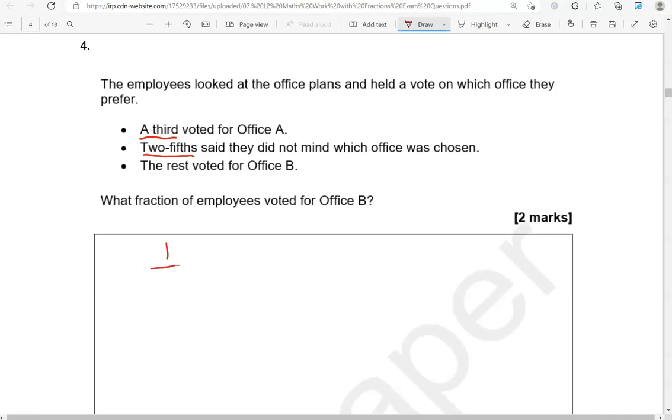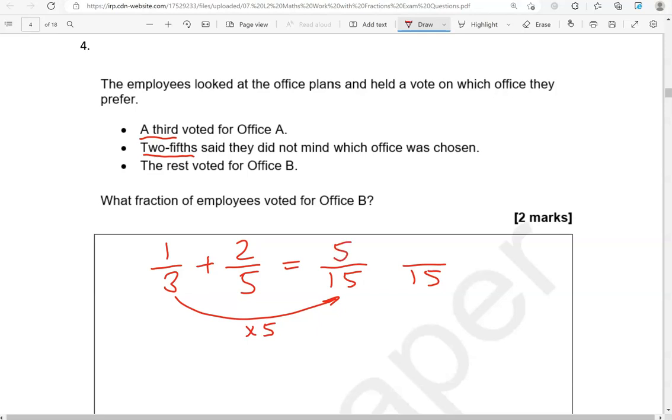So we have a third and 2/5. Let's work out the total for these two. Finding a common denominator, that will be 15, because 3 times 5 is 15. To get from 3 to 15, multiply by 5, so do the same to the top number. 1 times 5 gives us 5.